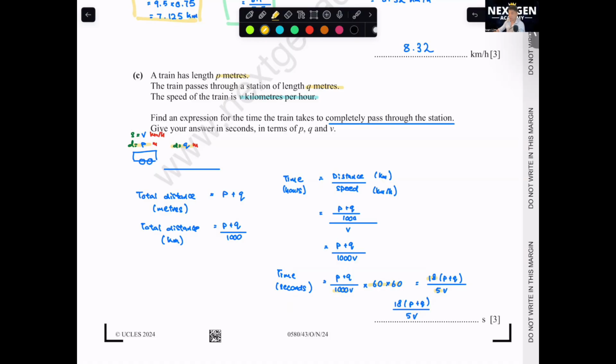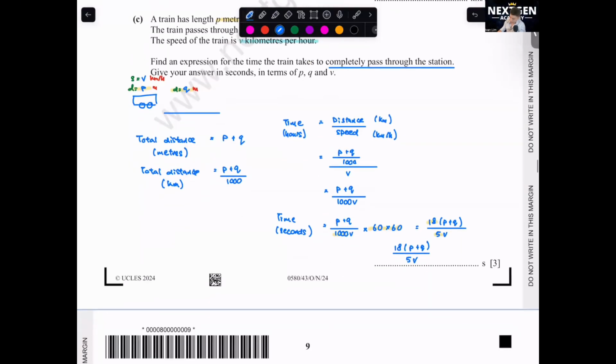So for this paper, what I observed is that they tested quite a bit on units. That means you need to know what units you are actually calculating. I predict maybe your exam will also test you quite a bit on this. If you put 18 over 5V, then P plus Q, V just needs to be at the bottom. You can write it like that also. So 18 over 5, P plus Q over V, or 18 over 5V, P plus Q, up to you.